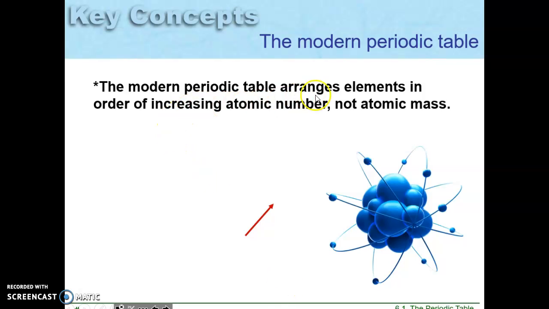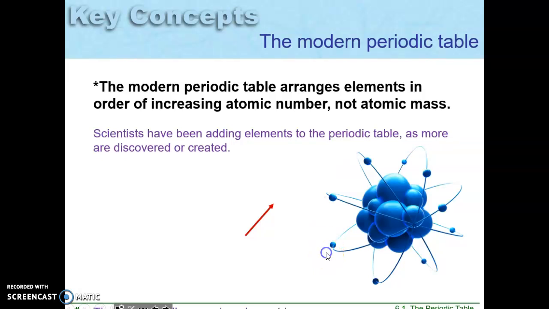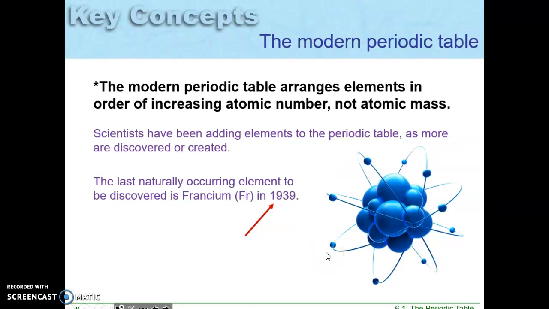So the modern periodic table arranges elements in order of increasing atomic number, not atomic mass. But Mendeleev did atomic mass. So please write this part down. Mendeleev organized it by atomic mass because he didn't know about protons and atomic number, and this is a little bit better way to arrange it. And scientists have been adding elements to the periodic table as more are discovered.